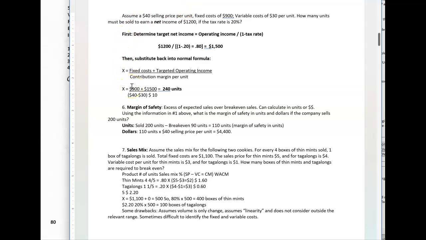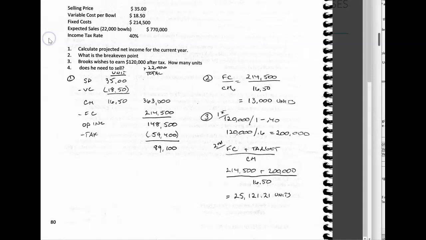What you want to remember is this: first figure out how much your income has to be in order to earn $1,200 after tax. If I earned $1,500, I would have $1,200 after tax at 20%. Then put it into our normal CVP formula: fixed costs plus target operating income, divided by your contribution margin per unit, gives you units to break even.